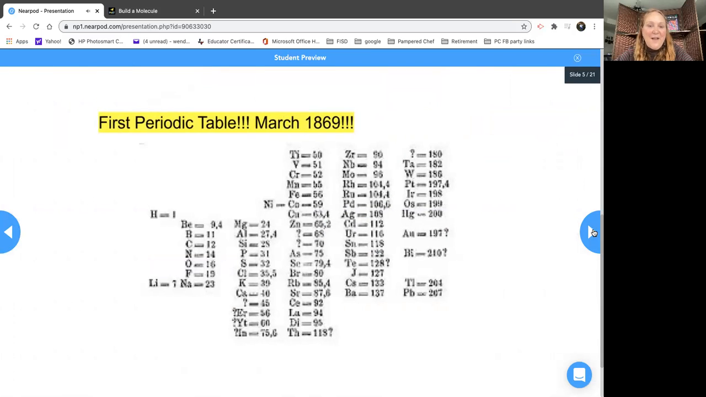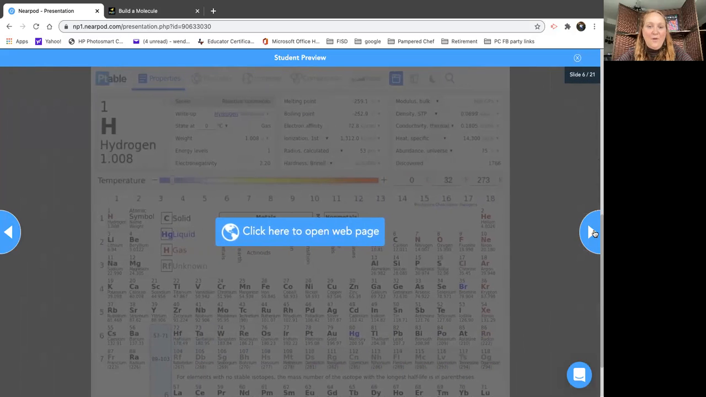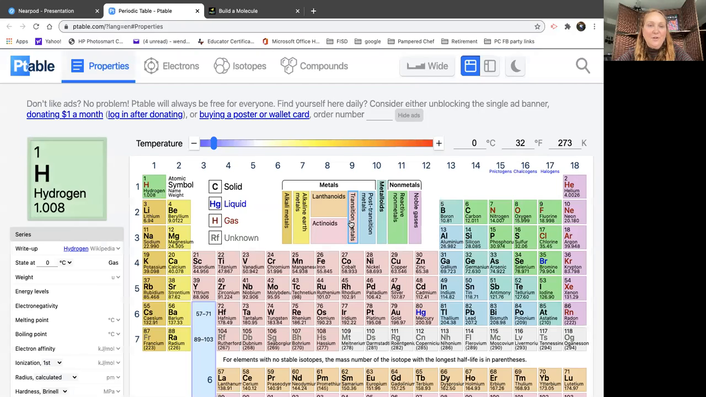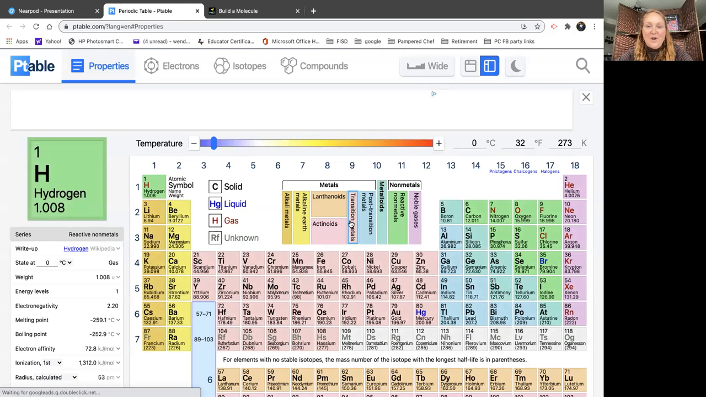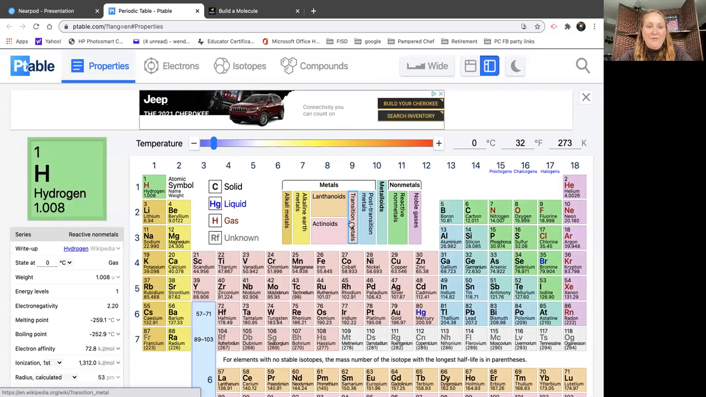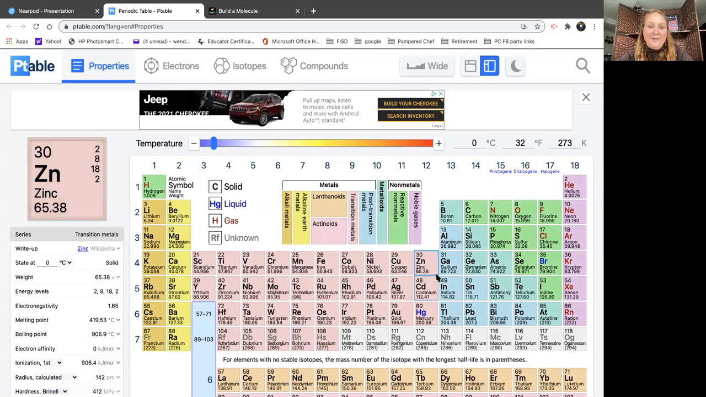Here is what the first periodic table looked like in March of 1869. That's quite a bit different than what the current periodic table looks like. This is our current periodic table, and everything on here is an element. It is the periodic table of elements. This is an interactive periodic table, and you can see the key is up here.